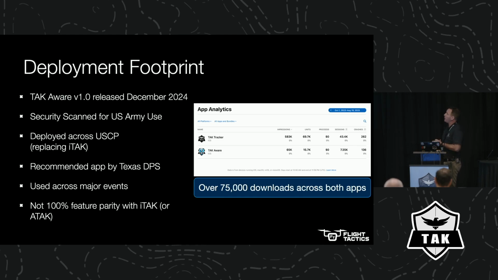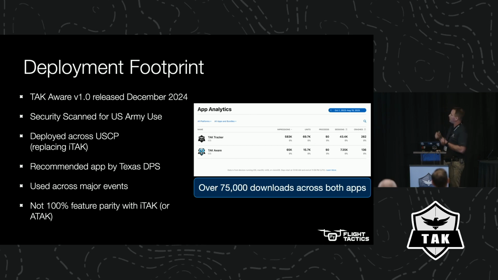Deployment footprint: TAK-Aware itself, version 1, was released in December of 2024. It's been security scanned for US Army use. It is the official app of the U.S. Capitol Police, replacing ATAK, and the recommended app by Texas DPS. It's been used across a lot of major events, like the New York City Marathon, of course, Kerrville, of course, the Capitol, all those kinds of things. It is not 100% feature parity with iTAK or ATAK, but we're making a lot of progress towards that.